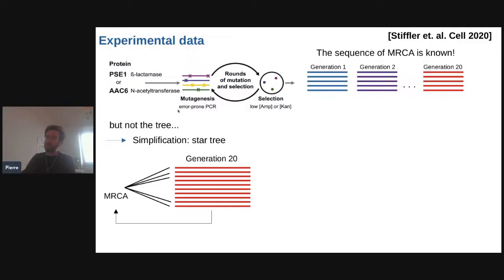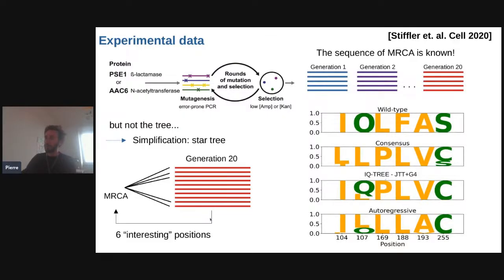Obviously the problem is we don't observe the tree in these experiments, so you have to assume something. Here we did a very rough simplification, which is to assume that the tree is essentially star-like. So you have very few branching events in the tree and they all converge directly to the MRCA. This seems very rough. At the same time, the population size is quite large, so you don't expect too many coalescence events close to the leaves. So we hope that this is a good enough approximation.